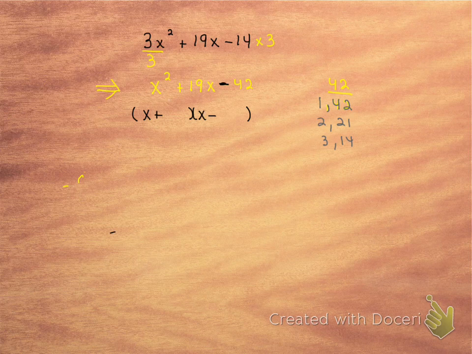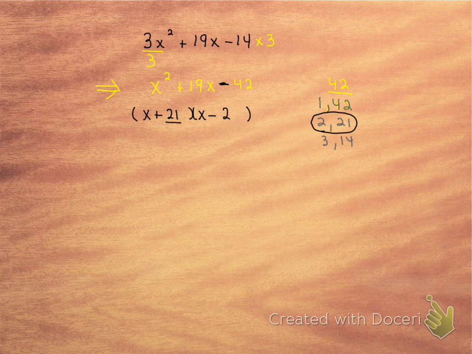And I already have that over here in 2 and 21. So if 21 is positive and 2 is negative, 21 minus 2 is positive 19. Okay, and I already know that when I multiply them, I get 42 because that's a factor. All right, so I have temporarily factored my polynomial with a leading coefficient of 1. Now I need to reintroduce the 3 that I took out initially.